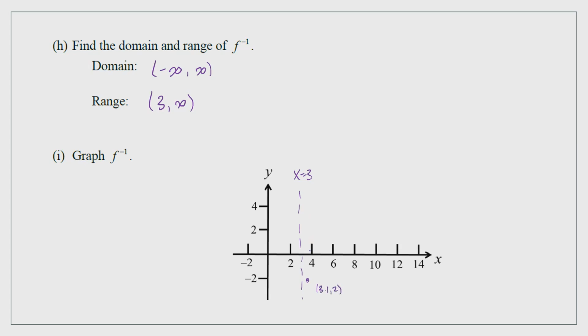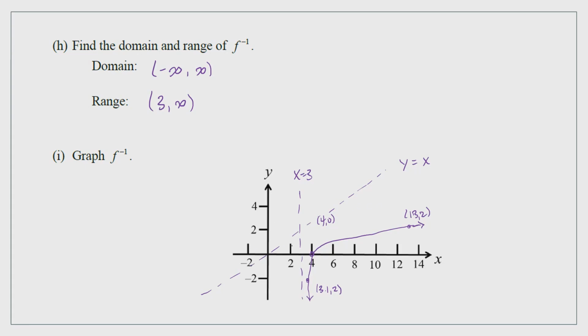And then we had (0, 4). And we had our (1, 3), (2, ...). Okay, so I'm going to connect those dots. Okay. And we know this is going to be reflected about the line y equals x.